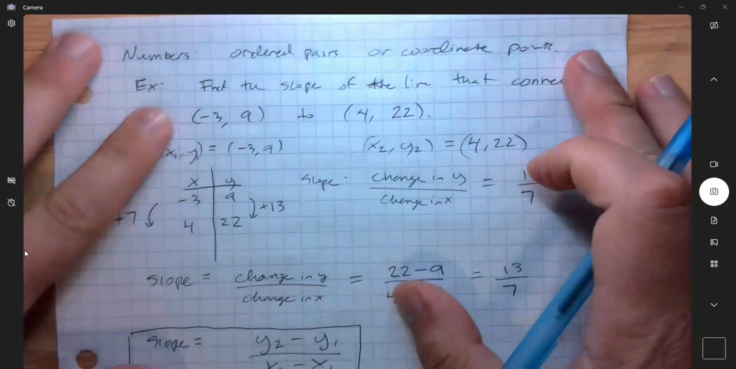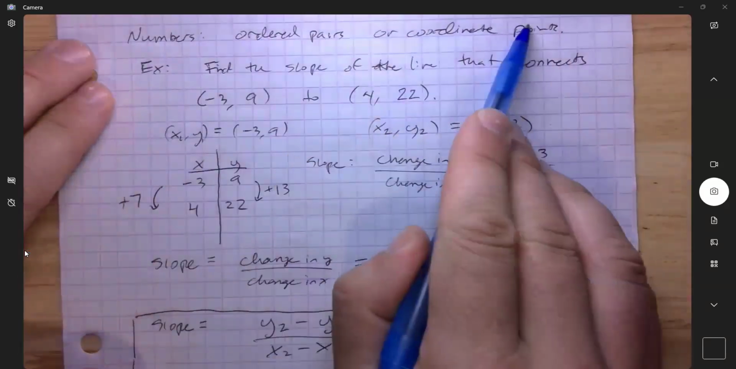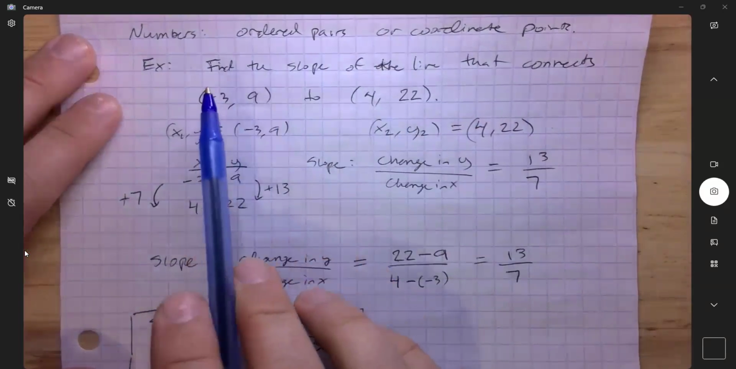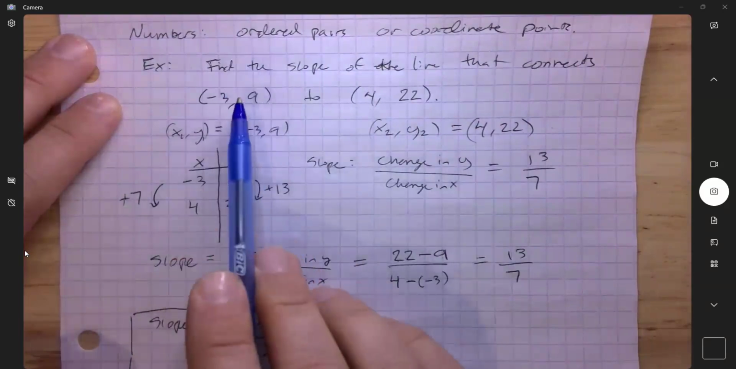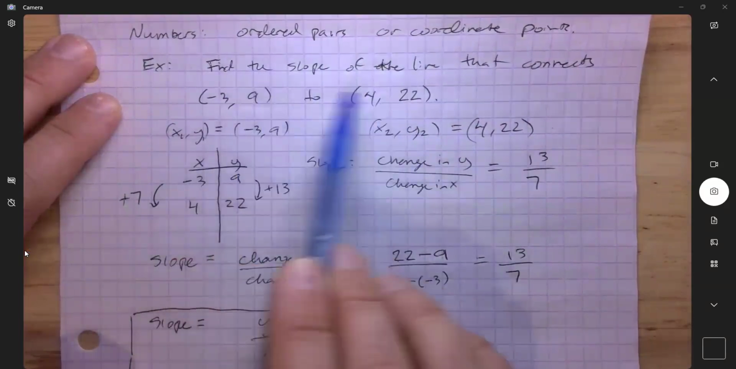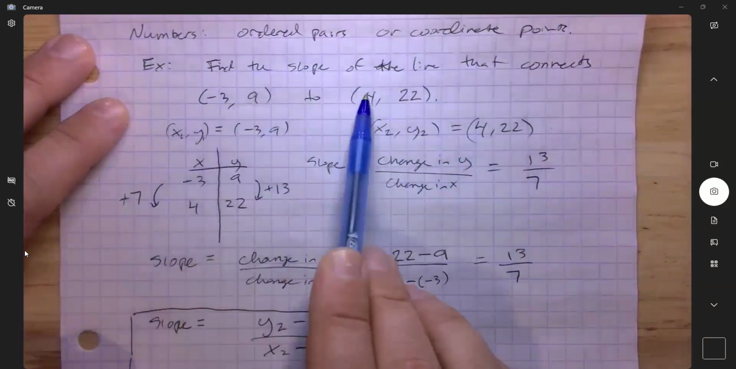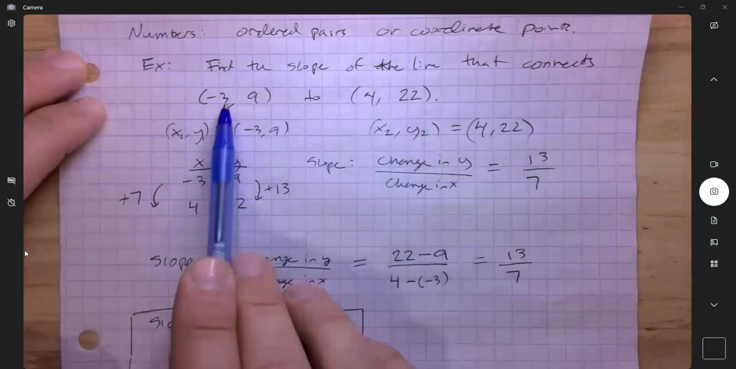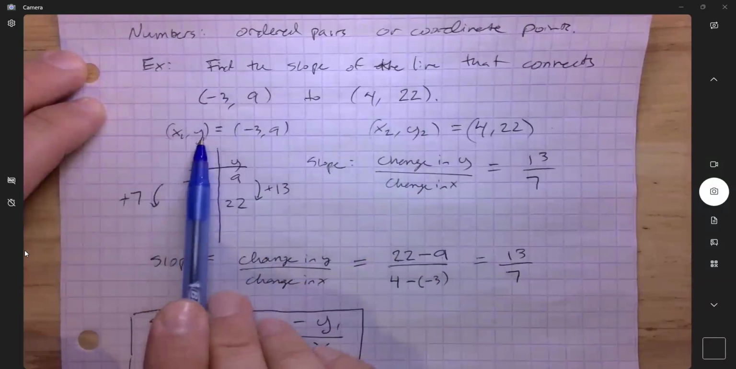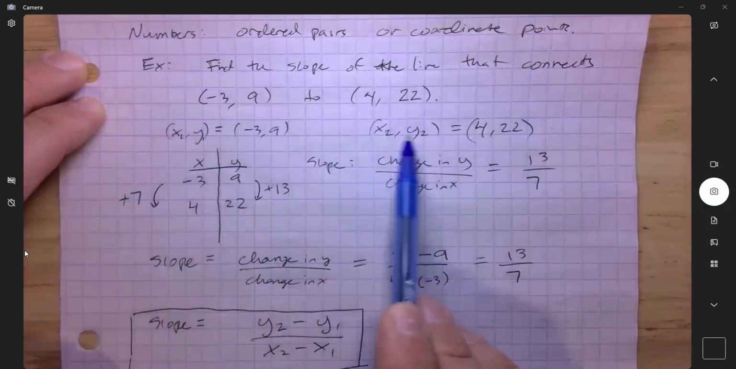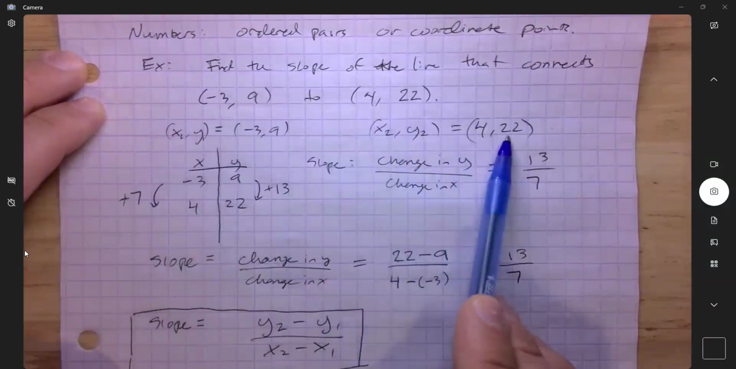All right, that was tables, how we often see numerical representation, but we can also see them just as ordered pairs or coordinate points. So an example you're going to see in your homework, and often when you change from a verbal to a numerical representation, you end up with coordinate points like this. We're going to find the slope of the line that connects -3, 9 to 4, 22. So our first coordinate point is x1, y1 equals -3, 9. And our second coordinate point is x2, y2 equals 4, 22.